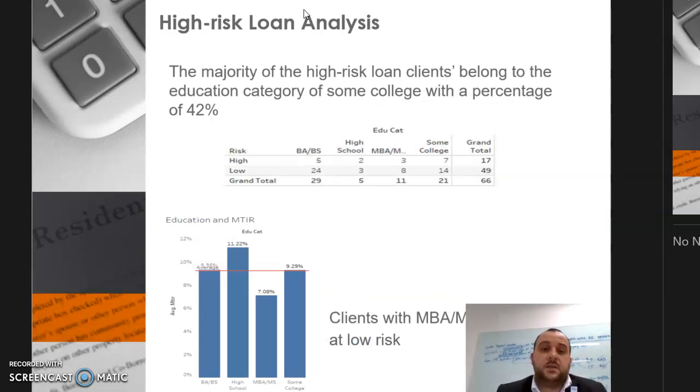Here we continue the analysis on the high-risk loan. The majority of the high-risk loan clients belong to an education category of some college, with a percentage of 42%, and this is illustrated in the table below. In addition, in this bar view, you can see that clients with an MBA or PhD fall under low-risk clients, as illustrated.